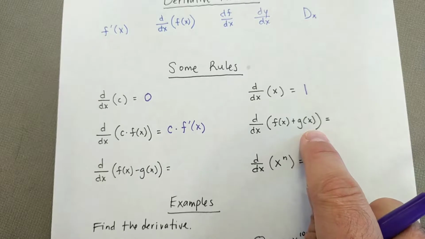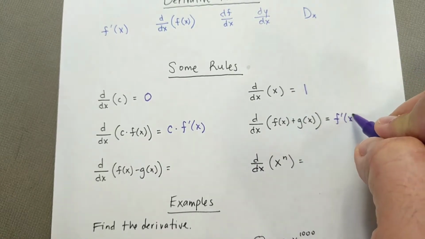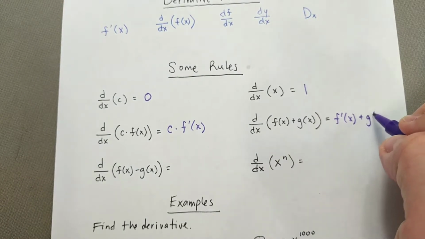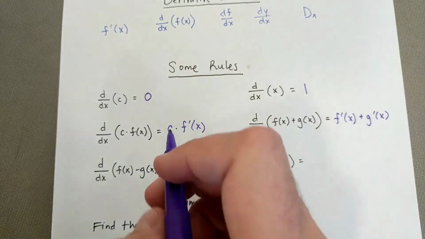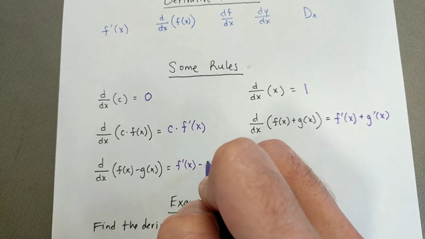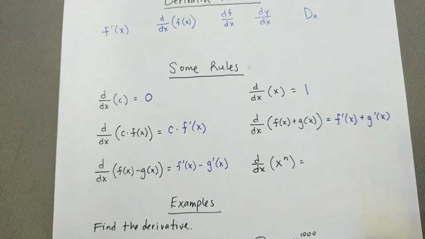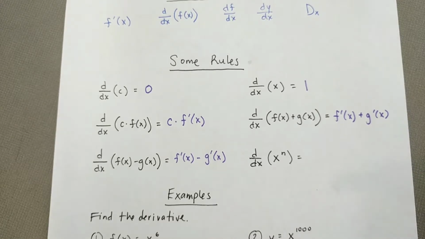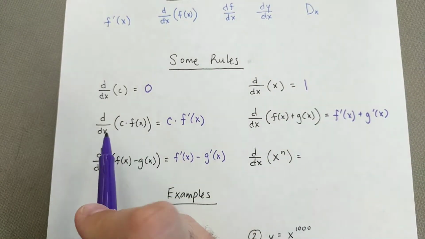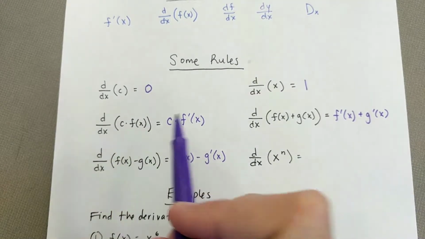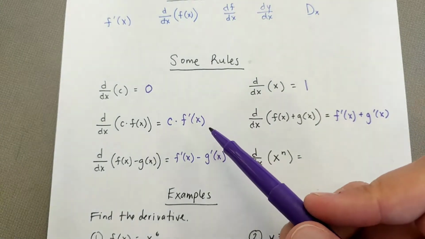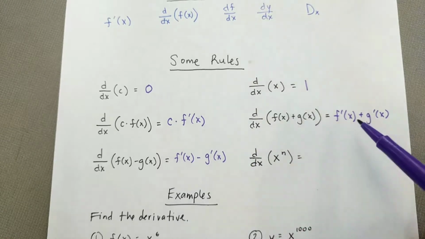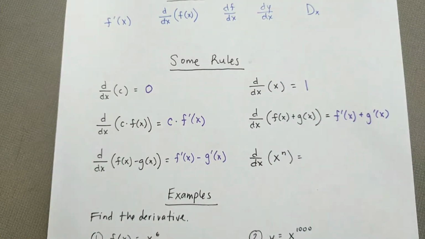The derivative of two functions added together is the derivative of the first function plus the derivative of the second function. This one here, I think you could probably guess it: derivative of the first function minus the derivative of the second function. Those three there, this one has a name. It's called the constant multiple rule. This is the sum rule. This is the difference rule. The names aren't that important, but they come from using the limit definition of the derivative and those limit laws. That's why they look very similar to the limit laws that we have seen.